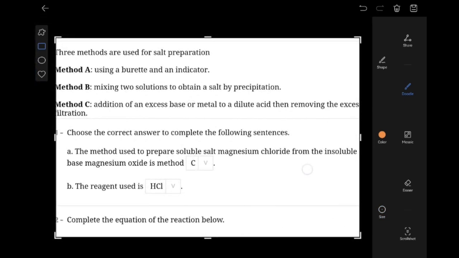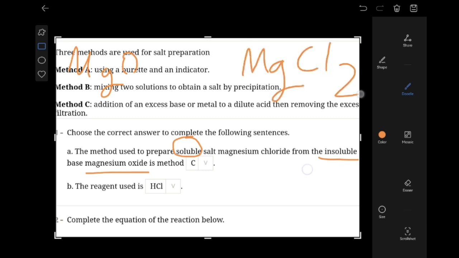To prepare soluble salt magnesium chloride from the insoluble base magnesium oxide. So that means you have MgO now. You're trying to get MgCl2. This one is solid and this one is aqueous. How do you get it?